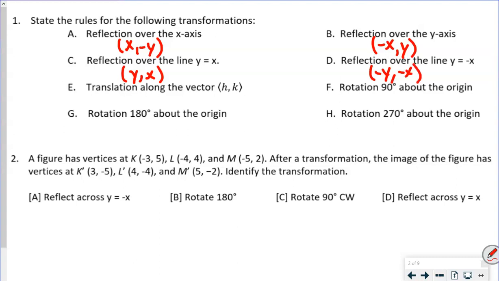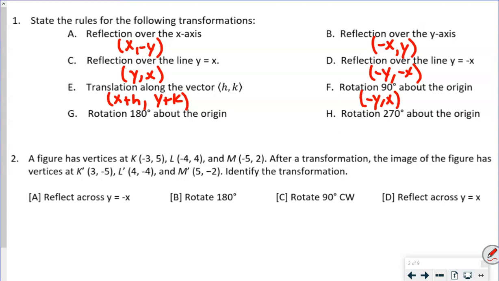Translation along the vector h, k, this is going to be x plus h, because that's our x value, and y plus k. Rotation 90 degrees about the origin. Again, that's going to be going left from quadrant 1. So that's going to be negative y comma x.